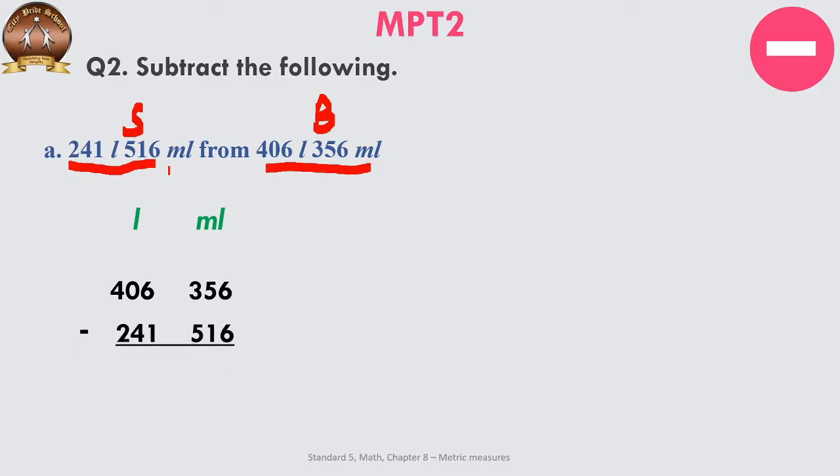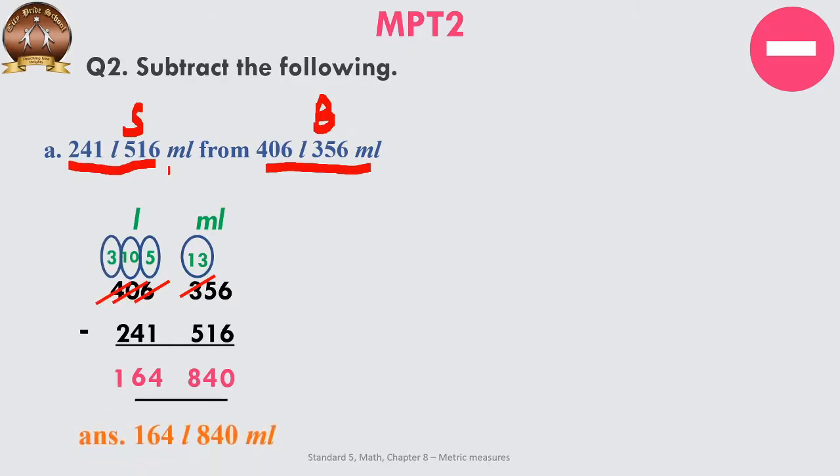Subtraction is followed from the right hand side. 6 minus 6 is a 0. 5 minus 1 is a 4. Now 3 cannot subtract 5. So 3 borrows from the next number and becomes 13. 13 minus 5 is 8. And this was 5. 5 minus 1 is a 4. 0 cannot subtract. So 0 becomes a 10 by borrowing. So 10 minus 4 is a 6, 4 is a 3 now, 3 minus 2 is a 1. So the answer is 164 liter 840 milliliter.